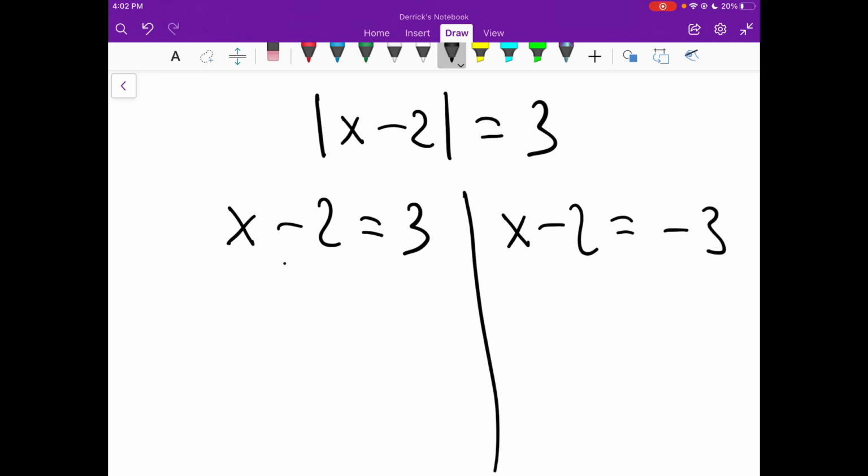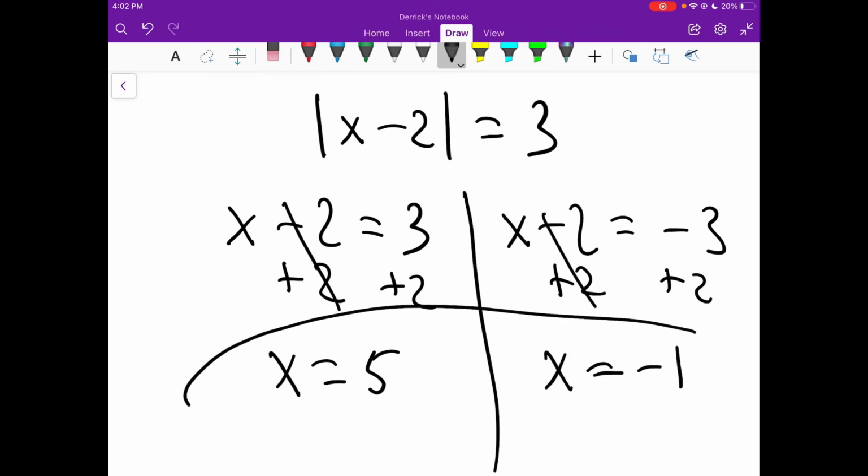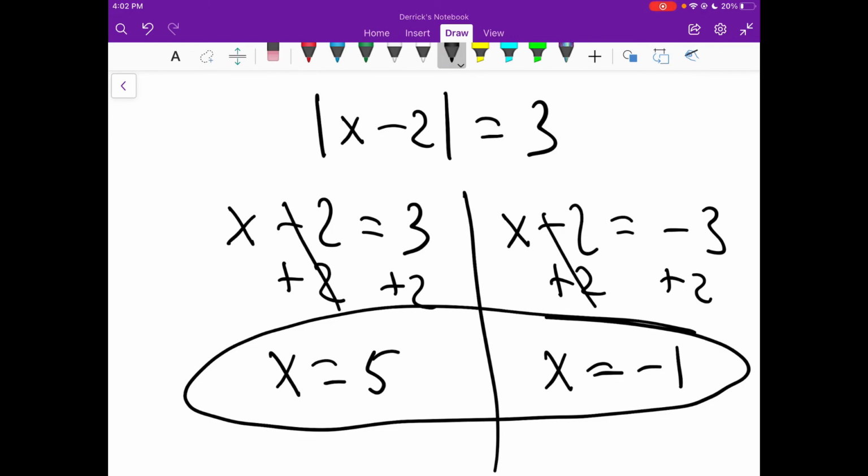Okay, and so then it's the same as last problem was. Just go ahead and add 2, and 3 plus 2 gives us 5. Add 2 to the other side, and negative 3 plus 2 gives us negative 1. That's how you solve absolute value equations.